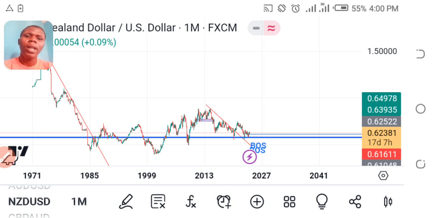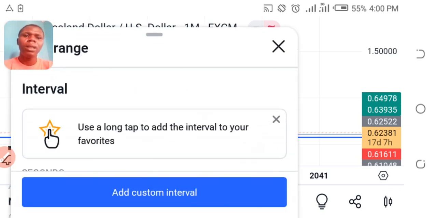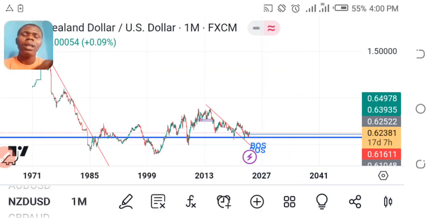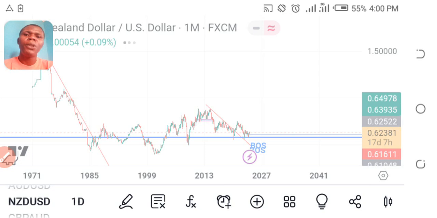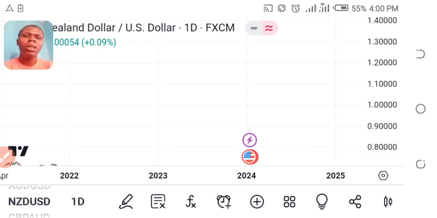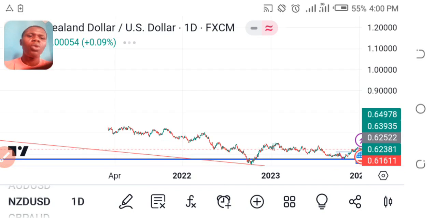Okay, let's start from the daily. I'm skipping weekly. Let's start from the daily time frame. This daily time frame is going to be showing us area of value. What daily time frame simply means is that it takes 1 day for each of these candles to be formed.